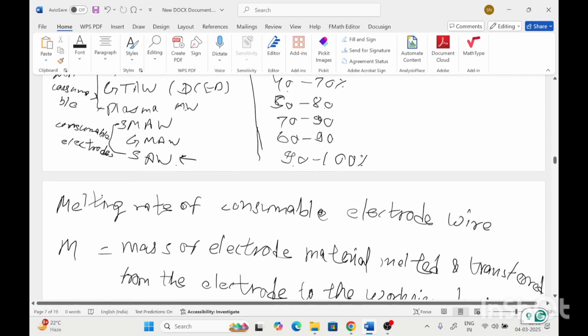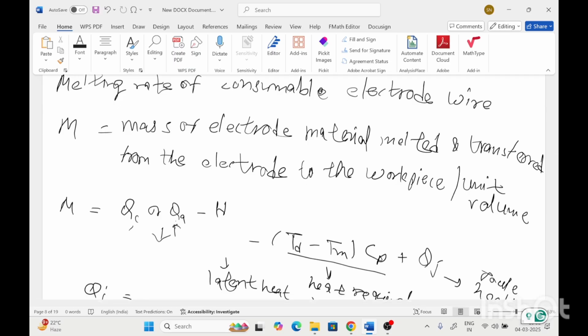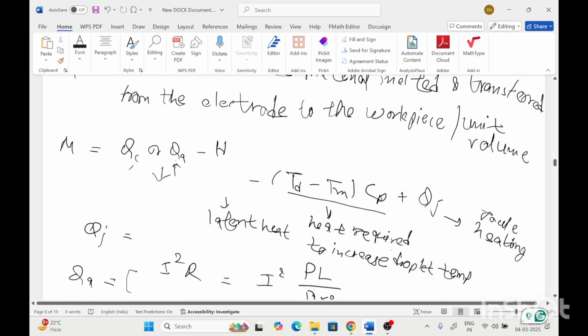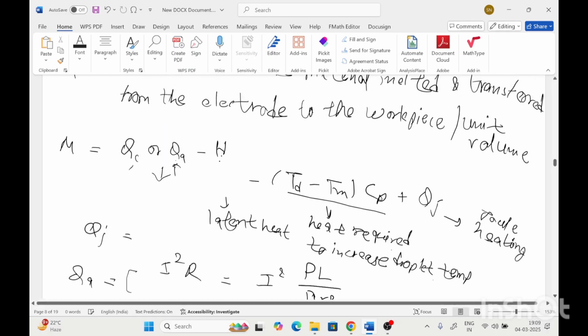Yes, ma'am. Okay. So next we will go to the melting rate of the consumable electrode wire. The melting rate is the mass of electrode material melted and transformed from the electrode to the workpiece per unit time. This can be written as QC or QA, I mean, depending on the polarity of the electrode, minus H minus (TD minus TM) multiplied by CP, and the QJ.